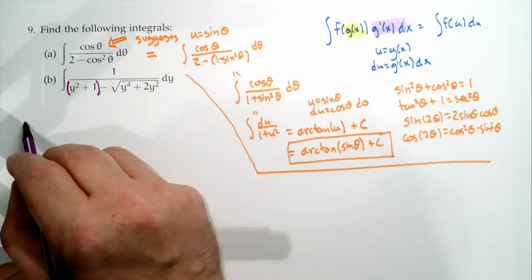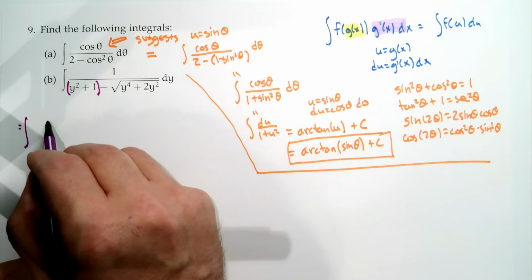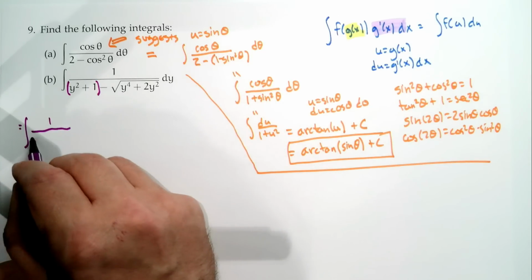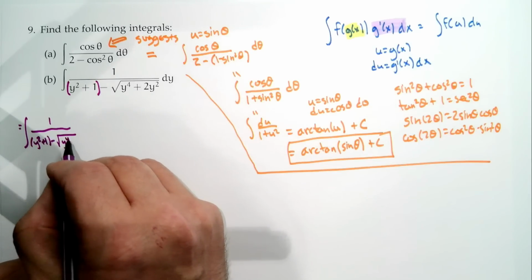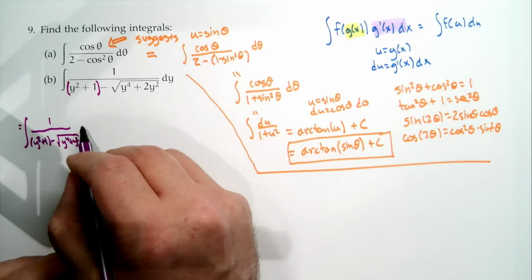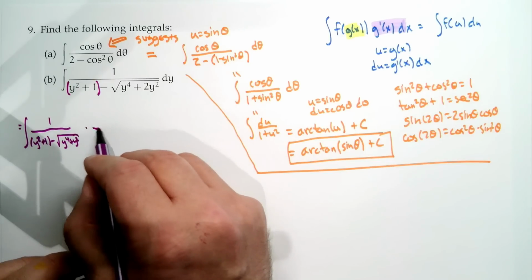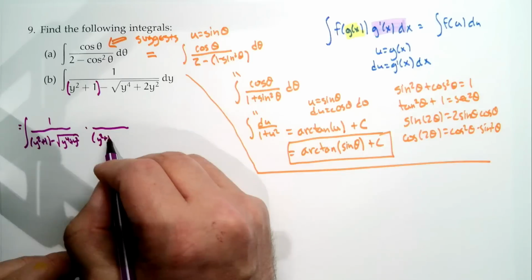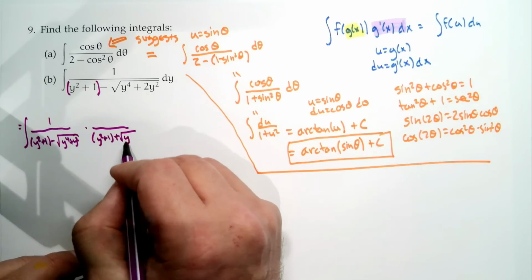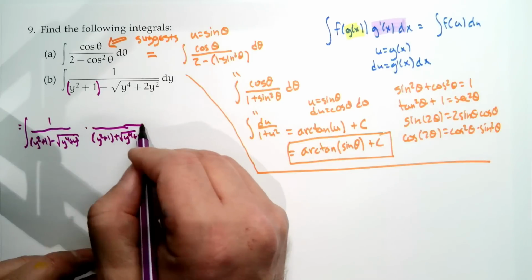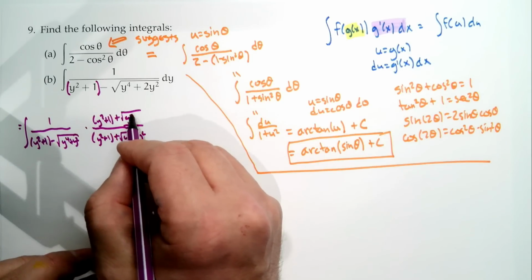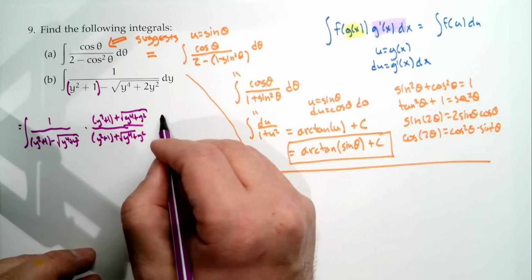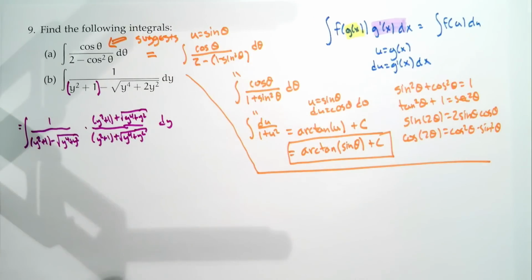So we're going to have, give ourselves a little bit of space, 1 over y squared plus 1 minus the square root of y to the 4th plus y squared, times y squared plus 1 plus the square root of y to the 4th plus y squared. And upstairs, y squared plus 1 plus the square root of y to the 4th plus y squared. All right, so conjugate, a plus b, a minus b.